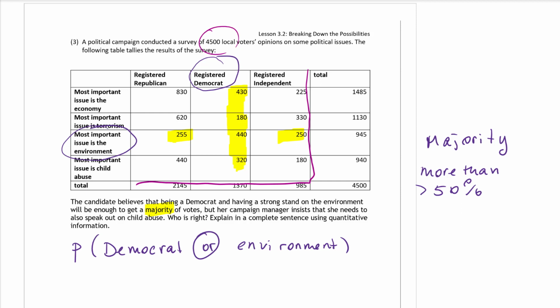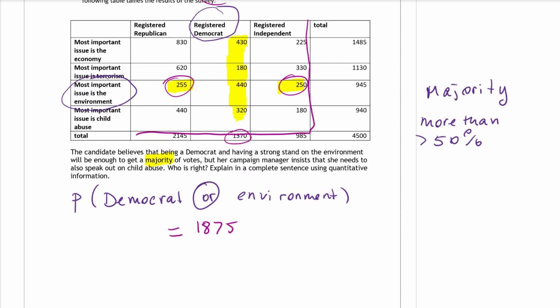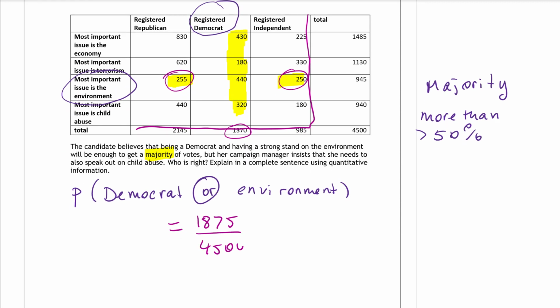So we got 430 plus 180 plus 440 plus 320. So that's 1370, of course, because that's the sum of all the Democrats. And then you add these additional ones that are not Democrats, but whose most important issue is the environment. So we add 255 and we add 250. We add all these highlighted numbers, and that will be equal to 1875. Now let's see if that's a majority. So we divide it by 4,500, and that gives us about 41.7%. And this is not a majority.